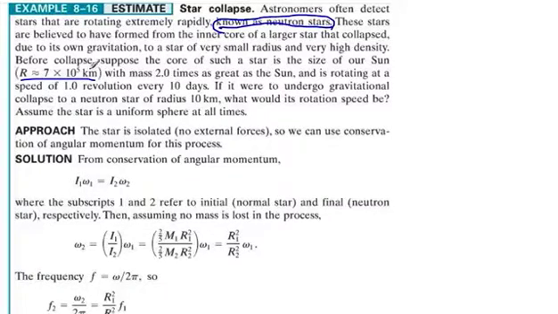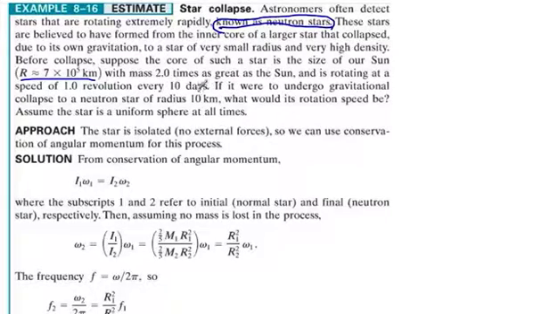So our sun has a radius of about this many kilometers, about, what is that, 70,000 kilometers. And it says this particular star, we're going to say, has about the radius of the sun, but is 2 times the mass of the sun. And it says this particular star rotates once every 10 days.